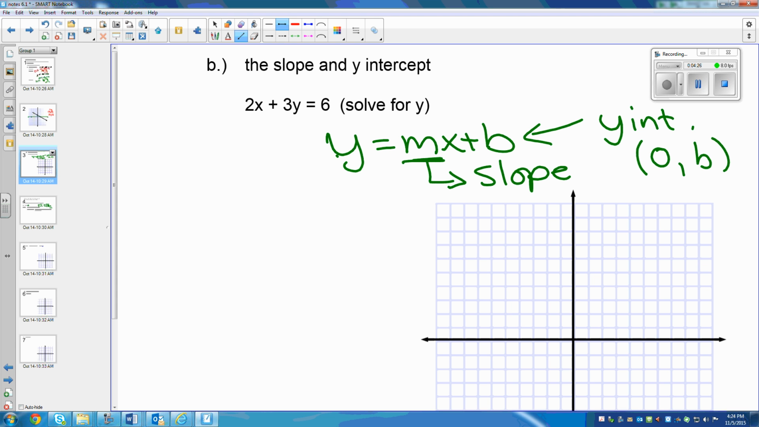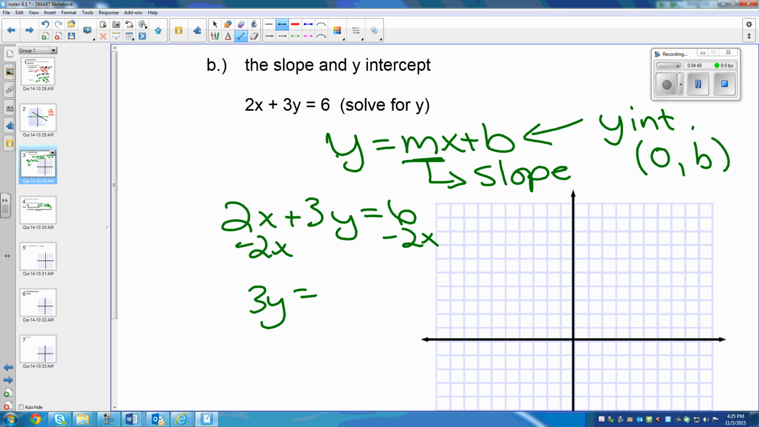So using the same question, we got 2x plus 3y equals 6. How can I get it so it looks like y equals? The first thing we do is we subtract the 2x. Now, notice in this equation it says mx plus b. So anything with the x goes first, and then just the number second. So we get 3y is equal to negative 2x plus 6. We're going to divide by 3 to get y alone.